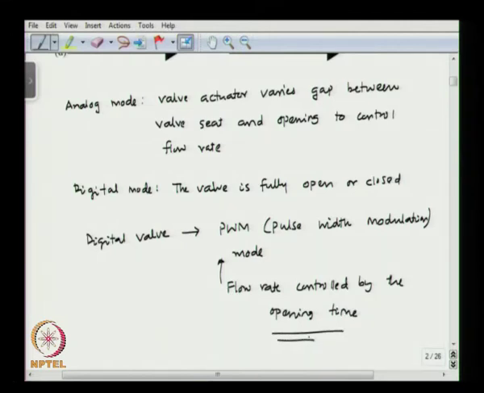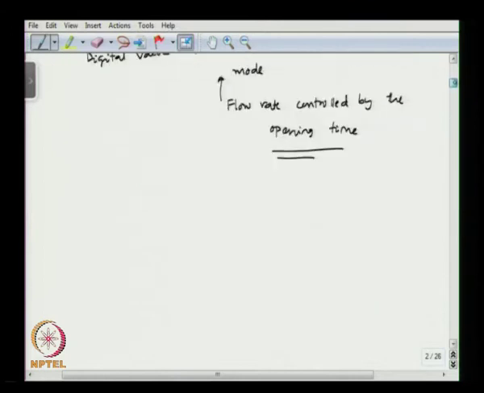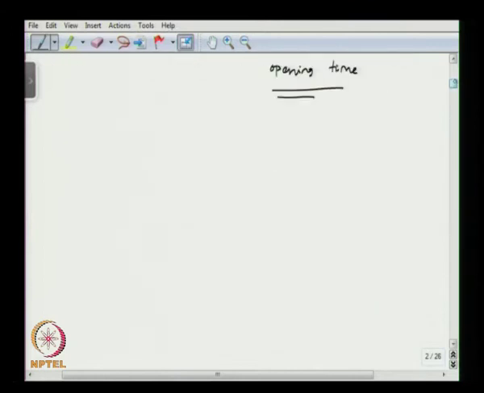Now, let us talk about different types of microvalves that exist. These different types of microvalve are categorized based on the actuator, the actuating principle that drives these microvalves.